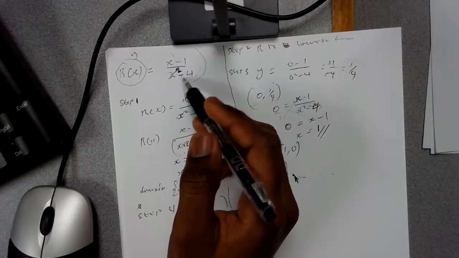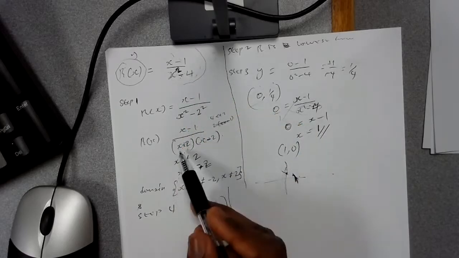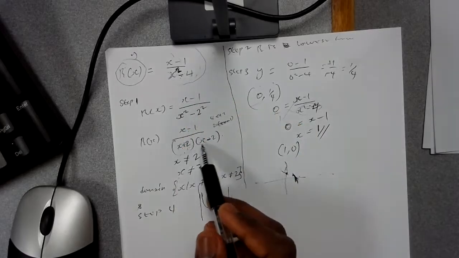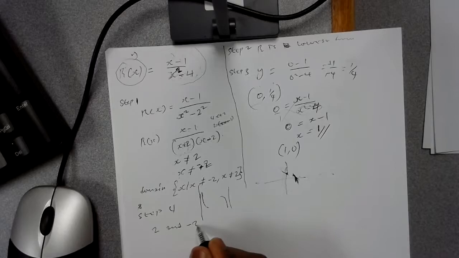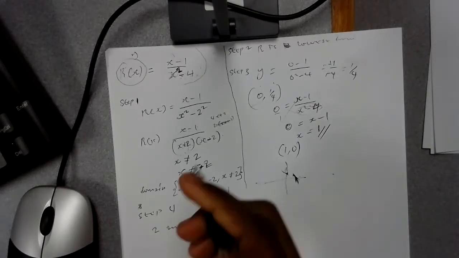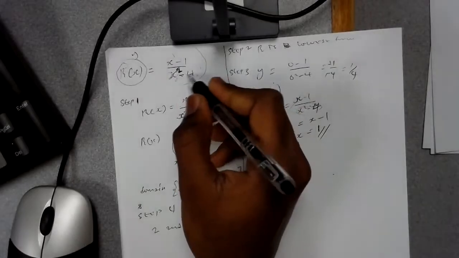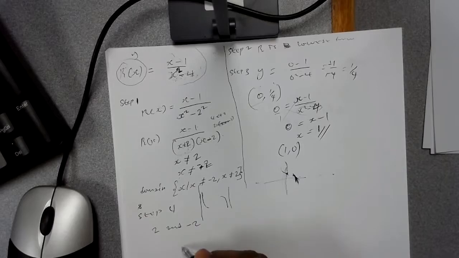So what we're going to do is figure out the numbers that will make the denominator 0. That is the same as the numbers that are not part of the domain here. The two numbers we find, which is 2 and minus 2. So 2 and minus 2 are the only x values that will make this thing undefined. So those are the two numbers that will be the vertical asymptote.